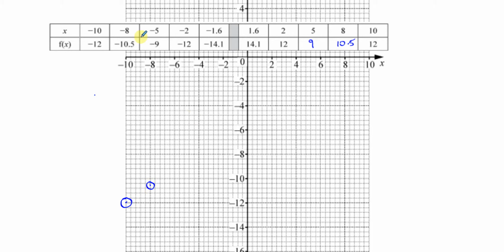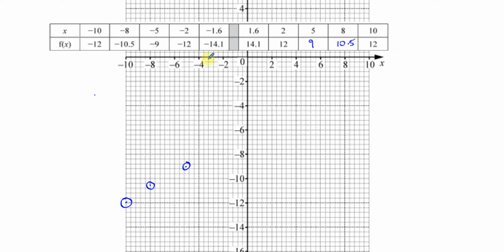Then minus 5 and minus 9. So not minus 6, minus 5. Of course that's exactly halfway between these two lines. And minus 9 is halfway between minus 8 and minus 10. So again, it's going to be halfway between these lines, right at this point here in the middle of this square. Okay, that's minus 5 and minus 9.